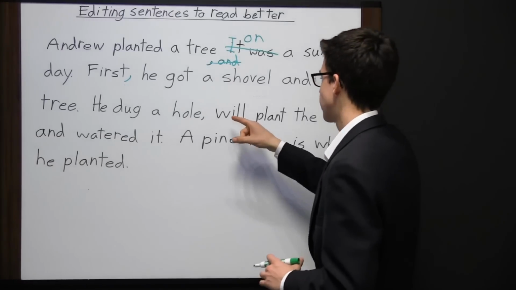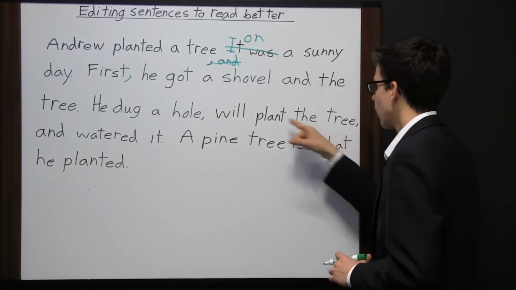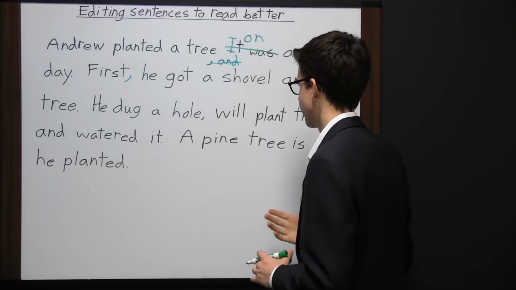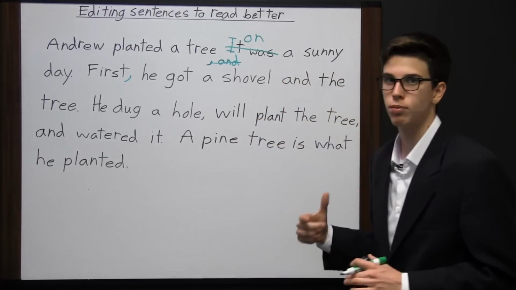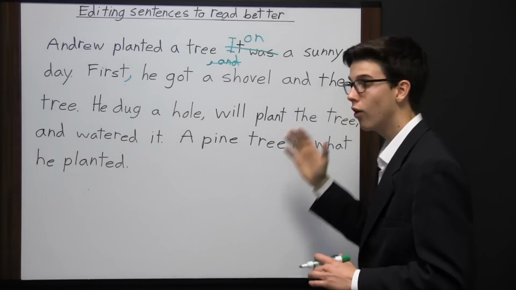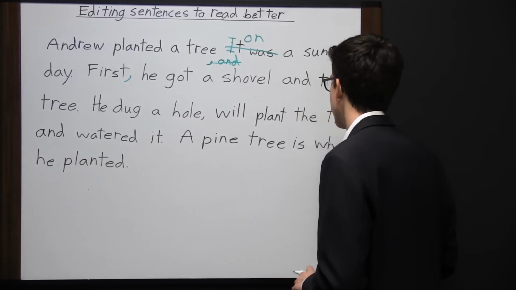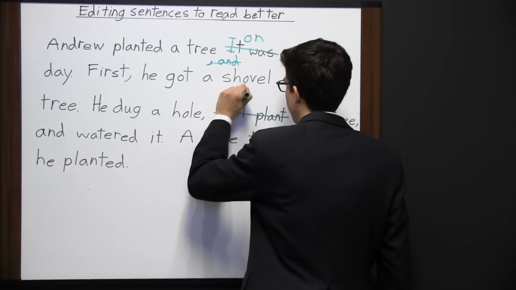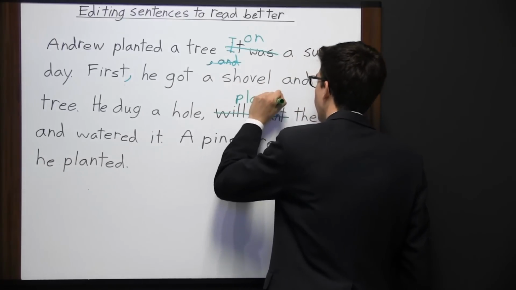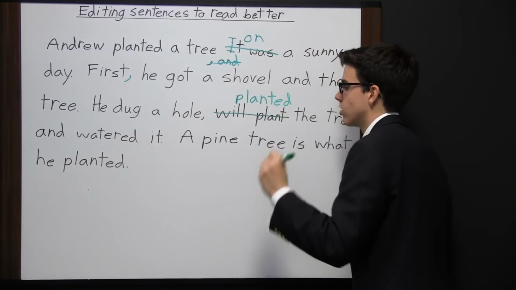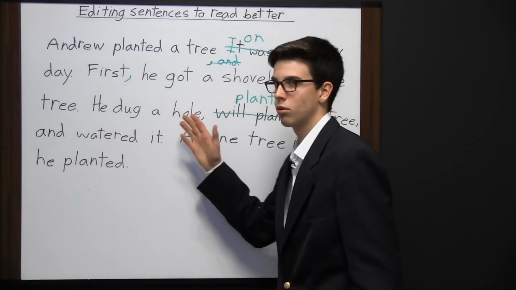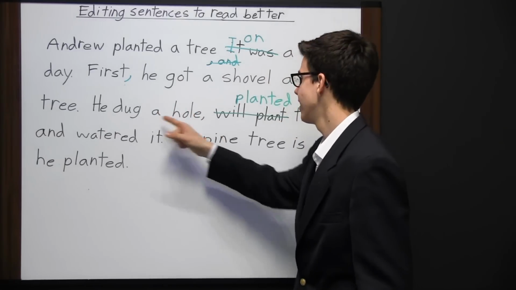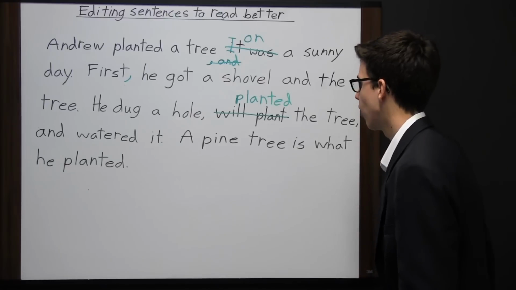But we get to this phrase which says he will plant the tree. Will plant is future tense. This sounds like he's going to plant the tree in the future, but we know that he already has planted the tree. So we need to change the words will and plant to the verb planted. Now all the verbs are in past tense, so this sentence has what we would call consistency. He dug a hole, planted the tree, and watered it.